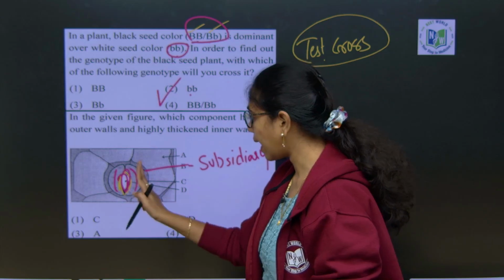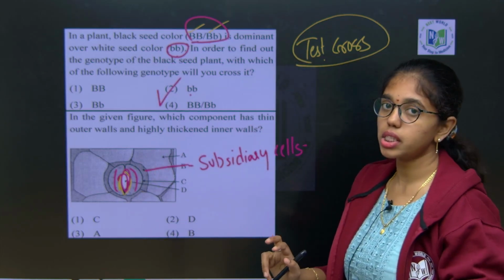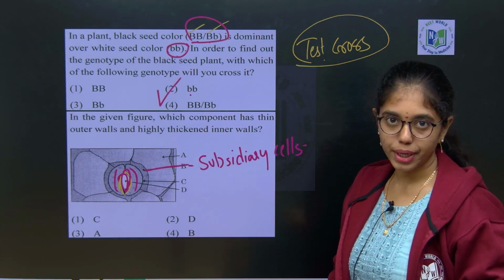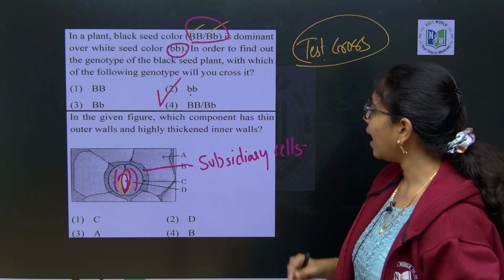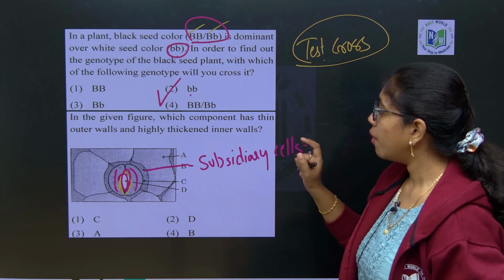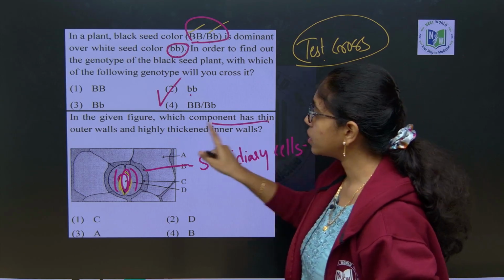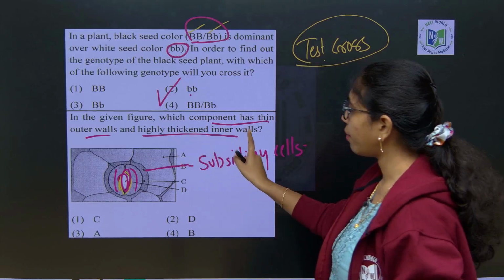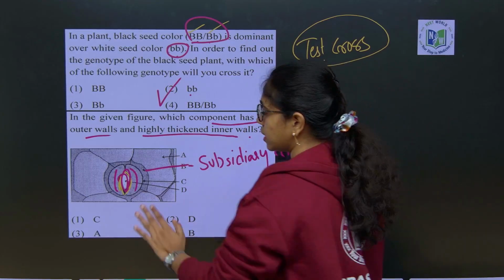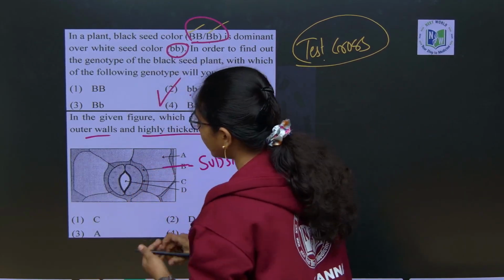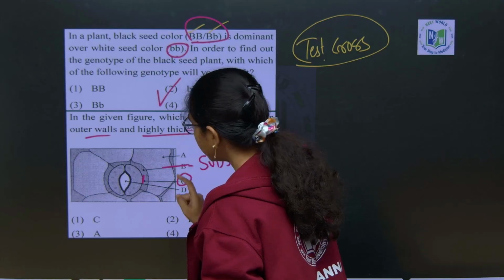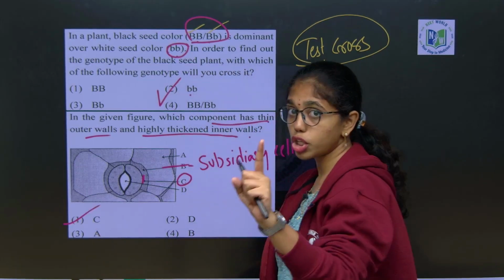Both stomata, guard cells and subsidiary cells, they will form stomatal apparatus. So if you see clearly, Nana, they asked us which component has thin outer walls and highly lignified inner walls, that is guard cells. Here if you clearly see what is the labeling of the guard cell, that is C. So here the correct option is option 1.